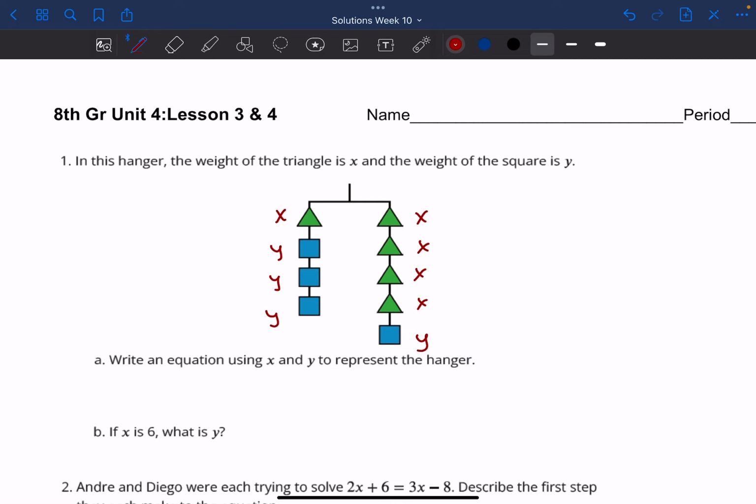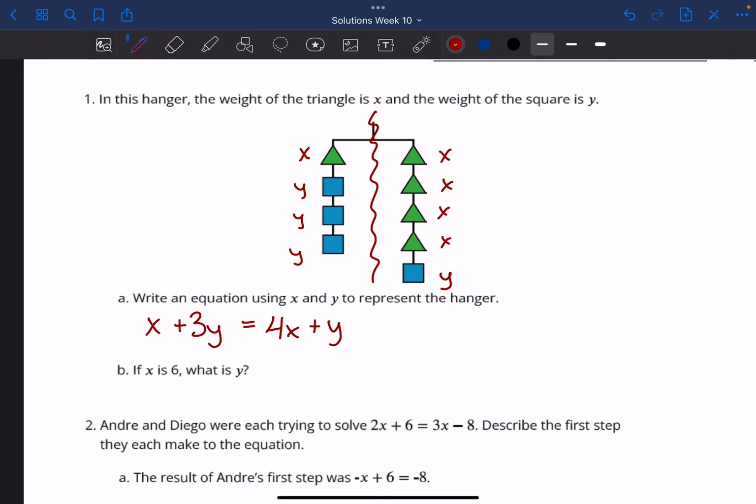Since both sides are supposed to be equal, what we're going to do is create each side as its own side of the equal sign. So we would have x, and then there are three y's, so x plus 3y equals, and here we have four x's and one y on the right-hand side, so 4x plus y. And that would be our equation to represent the hanger.